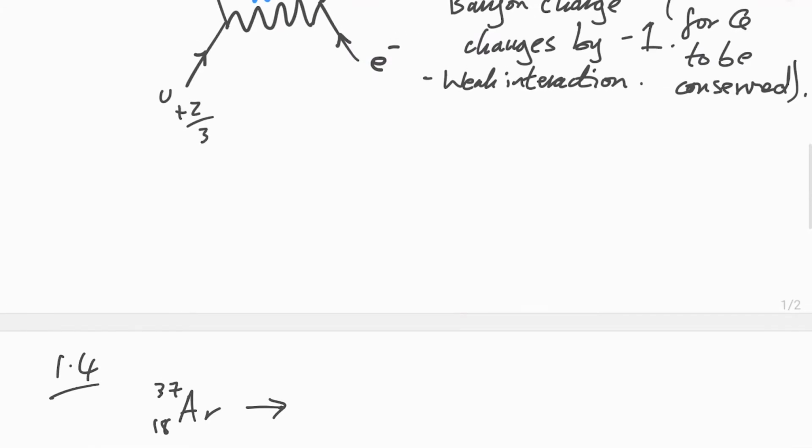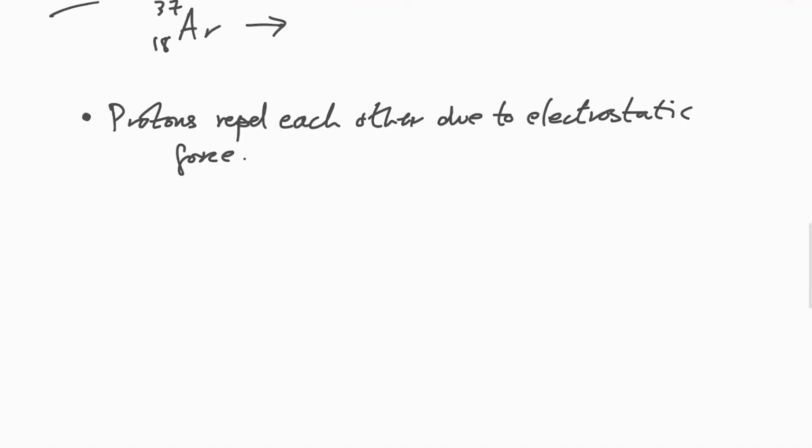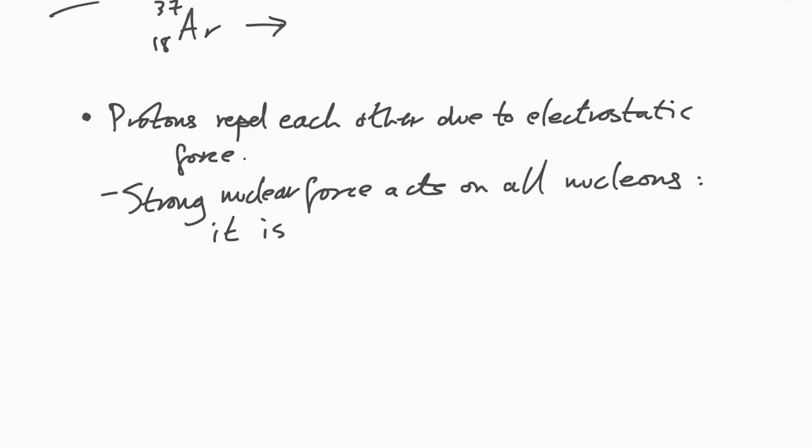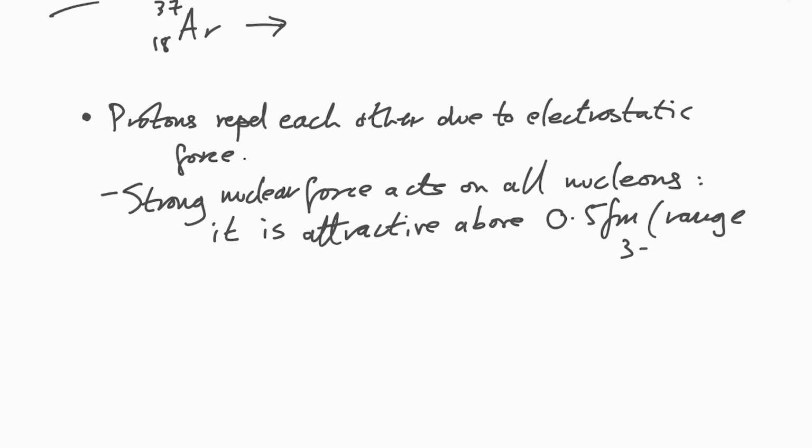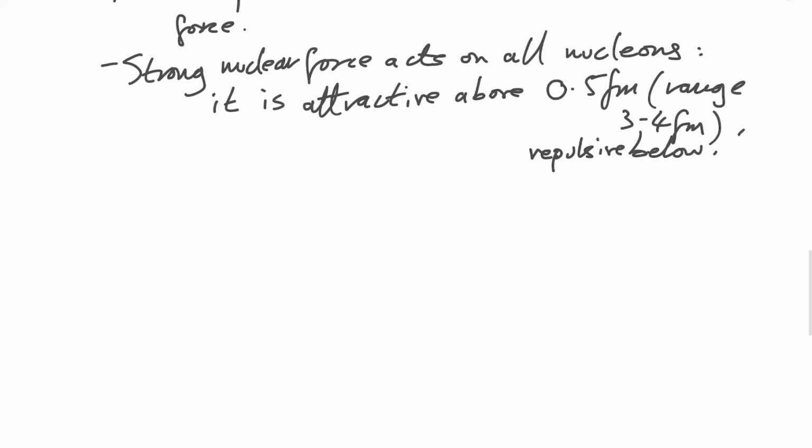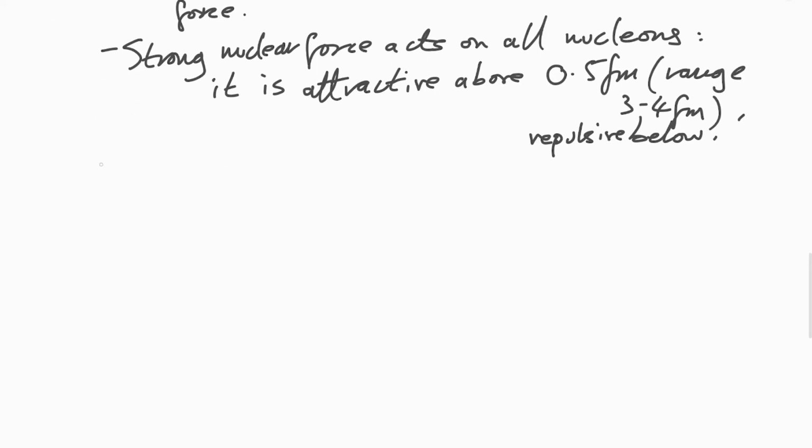Okay, 1.4. So we have this argon nucleus decaying into something stable. So this is just your classic talk about forces in a nucleus. First, protons repel each other due to electrostatic force. That's our first bullet point. But then we need to talk about attraction as well. So strong nuclear force acts on all nucleons. It is attractive. This is the thing that people often forget. It is attractive above 0.5 femtometers, and we can also say range is 3 to 4 femtometers. Repulsive below.